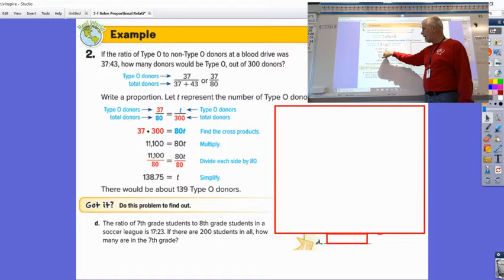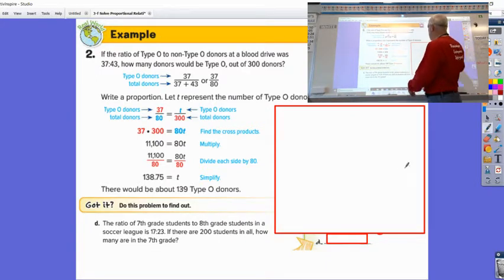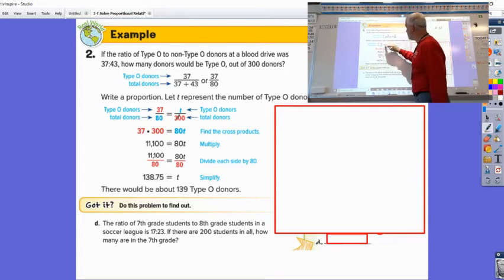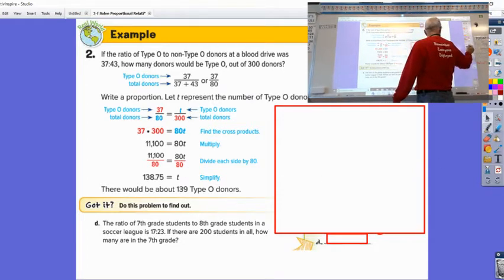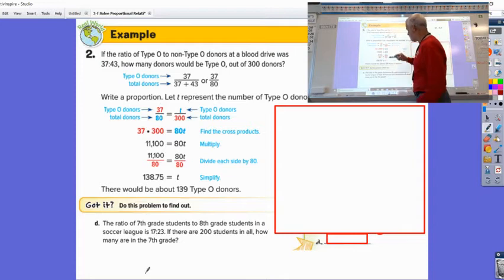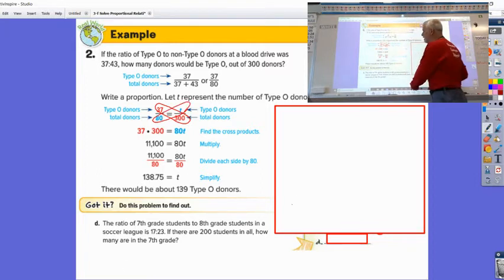I cross multiply, 37 times 300 equals 80 times T. You can butterfly that if you're a butterfly fan, right? If you like drawing those circles in. Switch pens, because for some reason these pens just alternate which one is working.